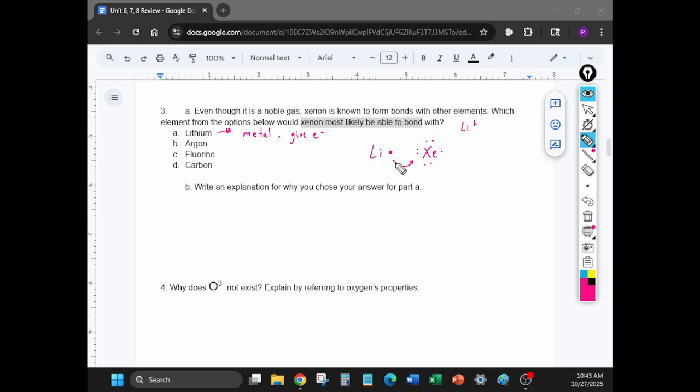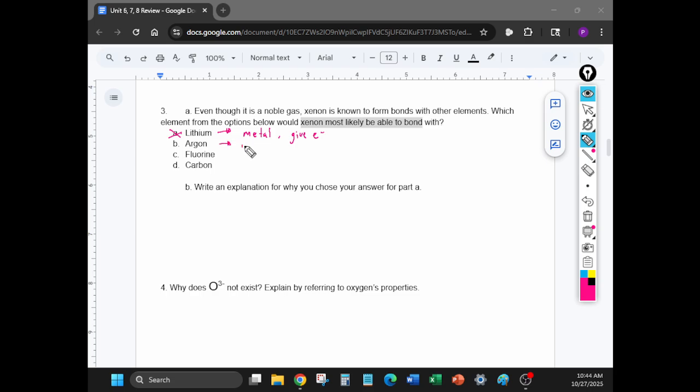Now, do you think lithium is going to be able to give an electron to xenon? No, because xenon has a complete valence shell, so it doesn't want to receive an electron. So option A is incorrect, okay, because it is a metal. Metals tend to give electrons. Xenon has a complete valence shell, so it does not want to receive an electron from lithium, okay? It's like a creepy person trying to give you a gift. You don't want to take it, okay? All right, let's go to argon now.